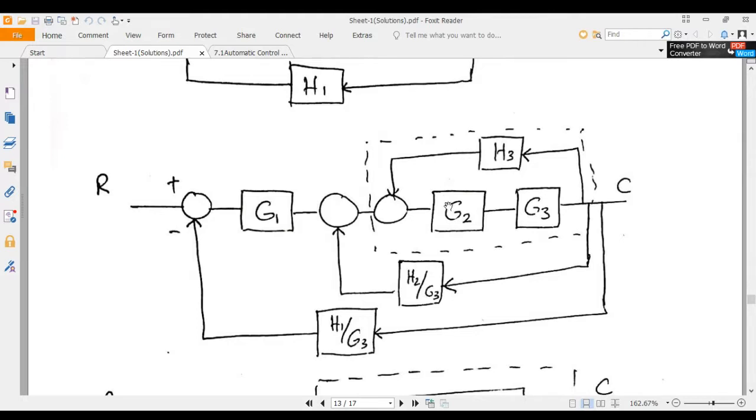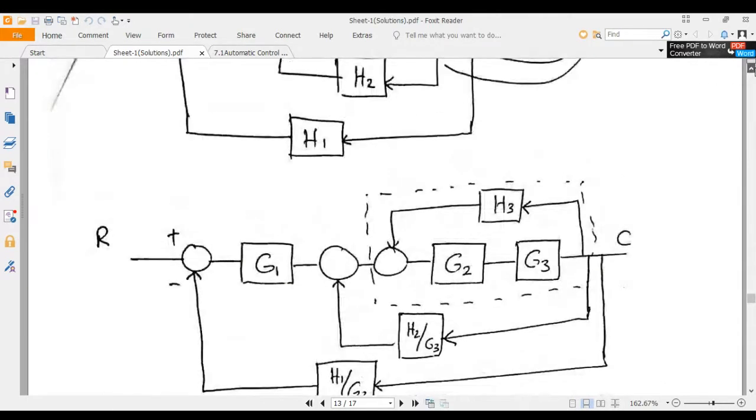Now we have again here, this part is the same, a feedback element here. So apply the formula. What is the formula for this? These two are in series, so these two will be multiplied and apply the formula for the feedback path here. So you will get G2 G3 by 1 minus G2 G3 H3. Okay. Since here it is positive, you can see in the question.